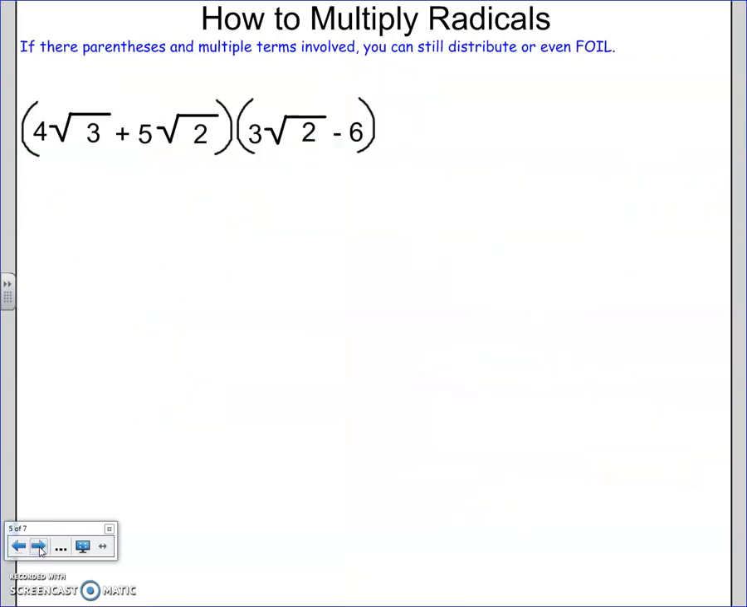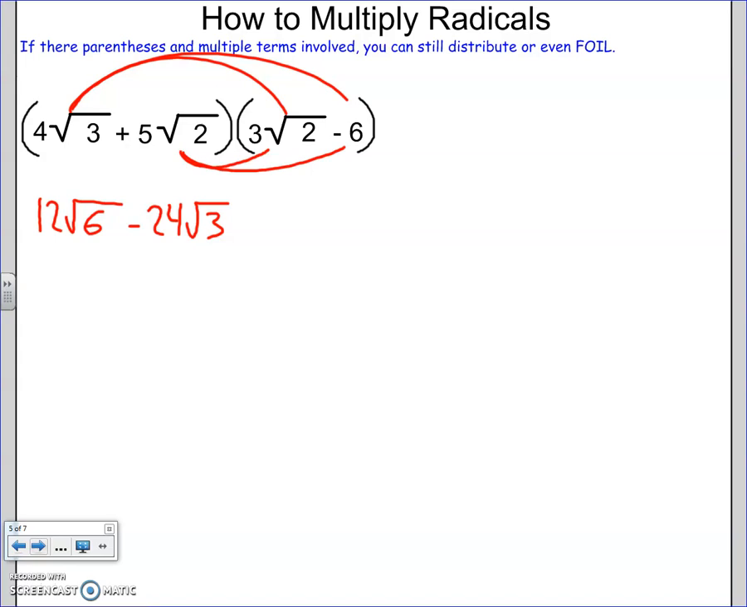Alright, more multiplying. If there are parentheses in most terms, you can still distribute, double distribute, FOIL, stuff like that. So you're now multiplying them singly. So here, 2 things times 2 things. This multiply both of these. So 4 outside times outside. 4 times 3 is 12. Then square root times square root. They're the same index. I multiply inside. 3 times 2 is 6. That's the first one. Next, 4 times negative 6 is negative 24. Just a square root of 3. Then we'll work on these.